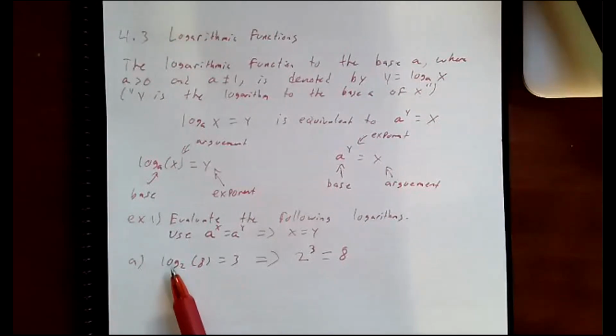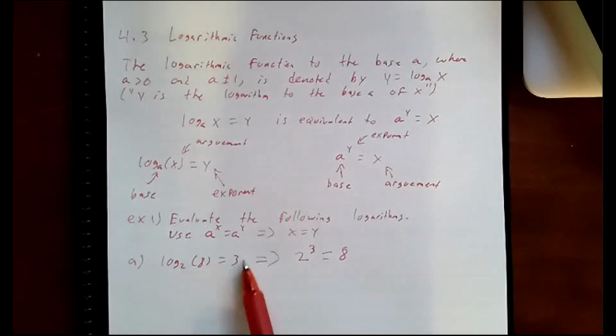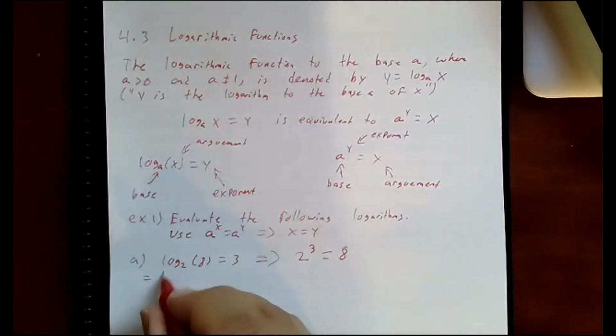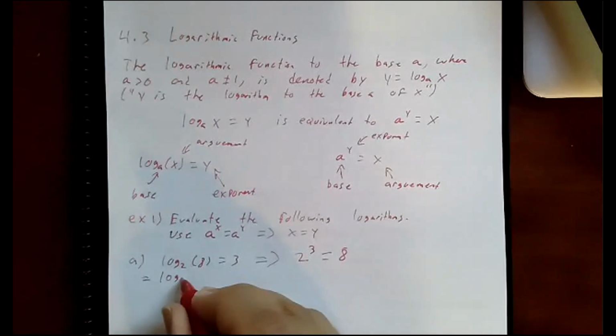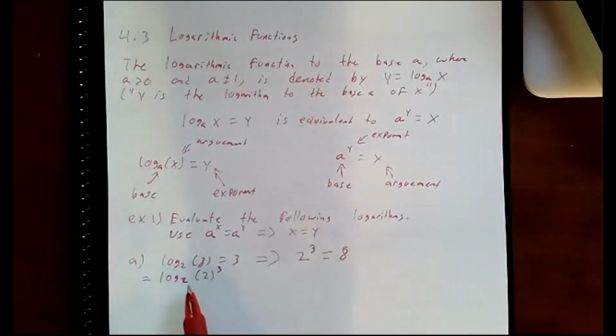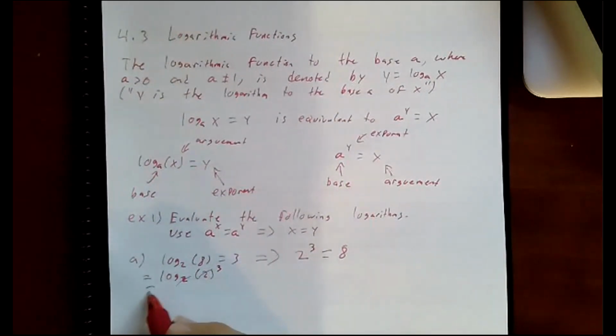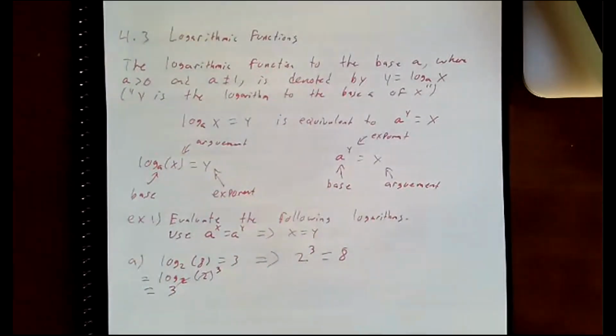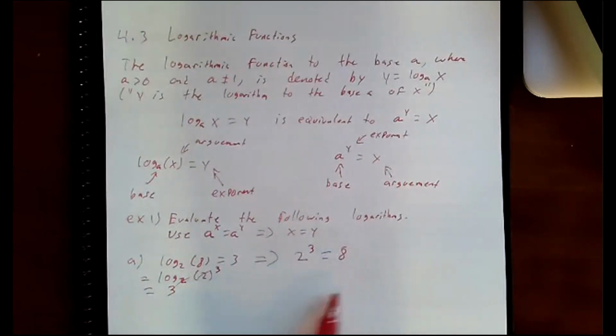So log base 2 of 8 will reduce to just a 3, because it's asking what is the power on the 8. Another way to think about it would be to rewrite it this way and change it to a power of 2, and then realize that these will cancel out. So these will leave you only with the exponent. Okay, so there's two ways to think about why this happens, and why it's true.